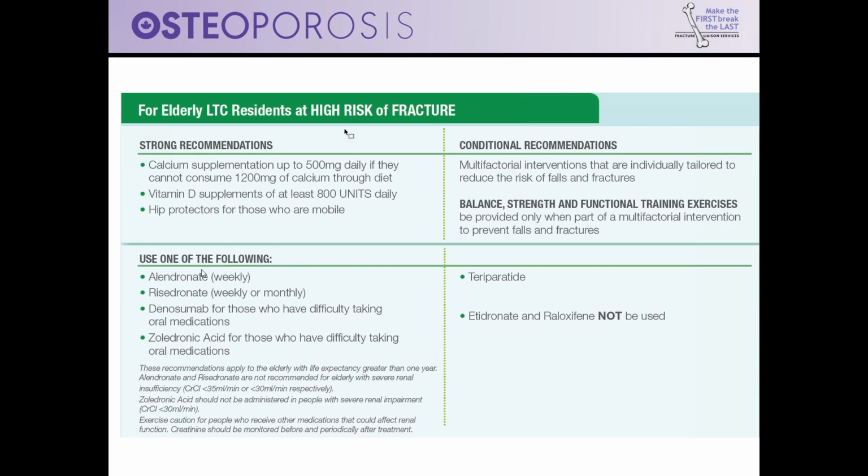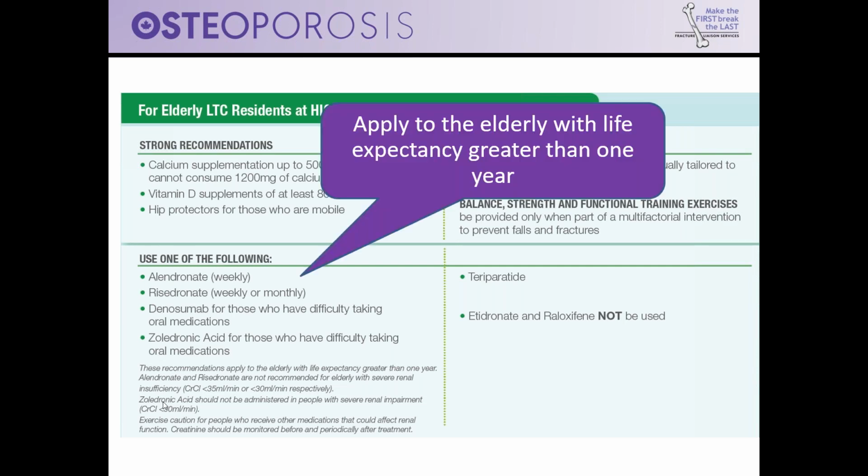And on top of that, there's a strong recommendation to use one of the following: alendronate, risedronate, denosumab, and zoledronic acid. These are the 4 drugs that were already listed in my prior slide where we were looking at the recommendations from the 2010 guidelines. So no difference in recommendation. The only thing that's written in the small print here that's important to know is that this should apply to the elderly with a life expectancy greater than 1 year. And that's because our medications do take about 1 year to give that benefit on fracture risk reduction.